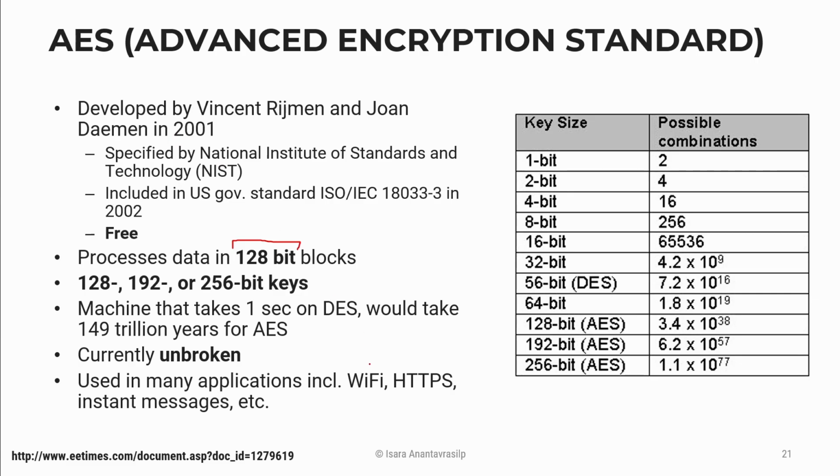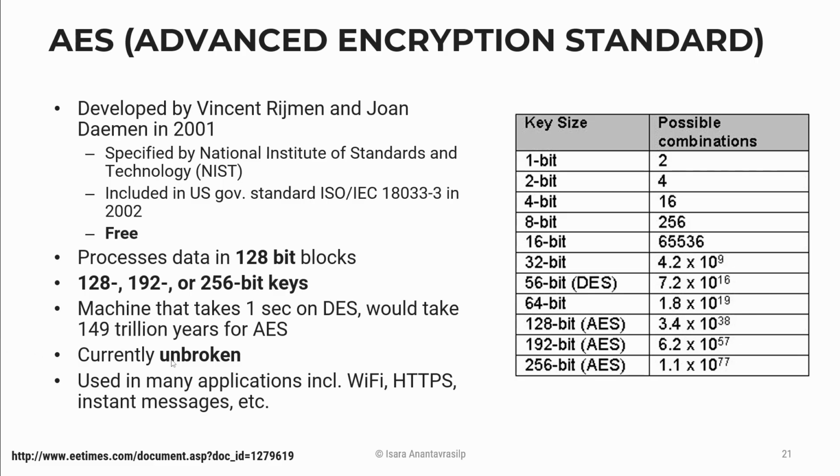It is currently unbroken, and it is used in everything you're using today. It is used to encrypt data on hard drives. It is used to encrypt data sent through Wi-Fi. It is used for data sent through the HTTPS protocol, instant messages, web pages, basically everything we are using today. Even though symmetric crypto such as AES is very strong, it has a very big disadvantage that we are going to discuss in the next few minutes.